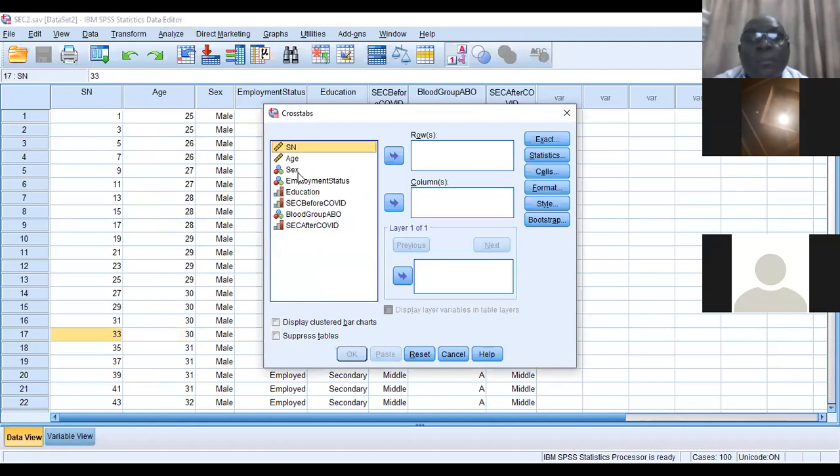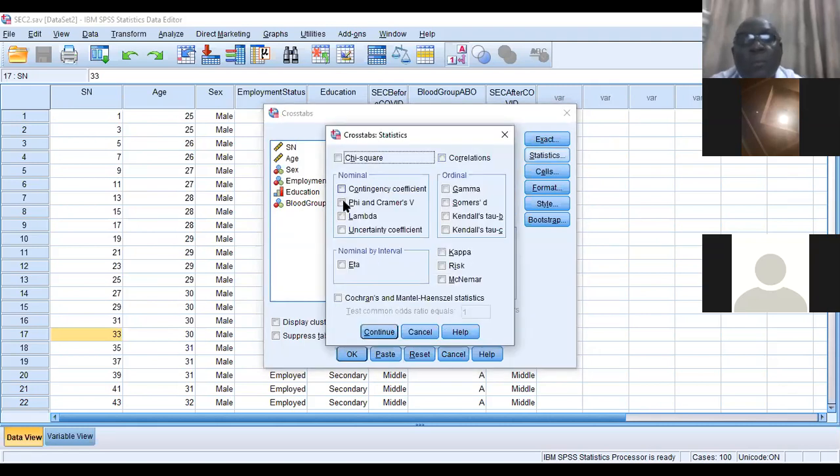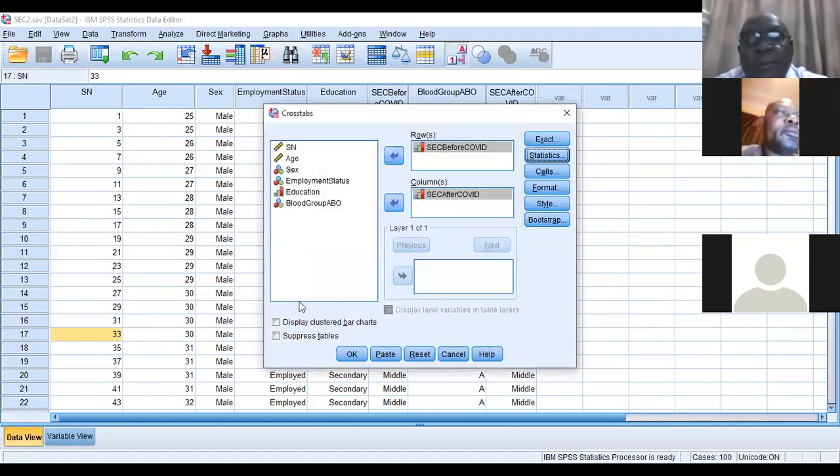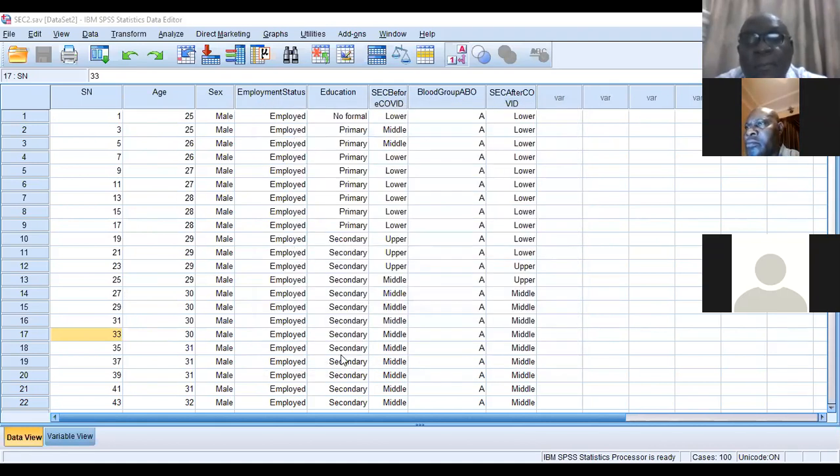Okay, row. So row will be before. Put before as row. Socioeconomic status before is the row, and socioeconomic status after is the column. Then go to Statistics. McNemar. It is McNemar, and even for Bowker I will give you. Is it there? Okay, yes. Continue. Okay, share your result view with us.